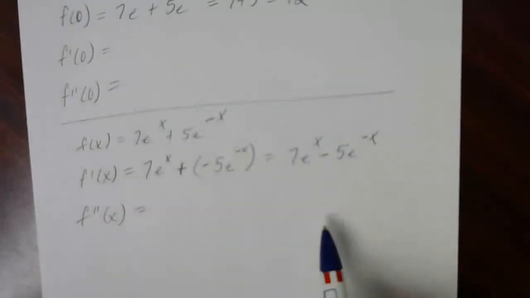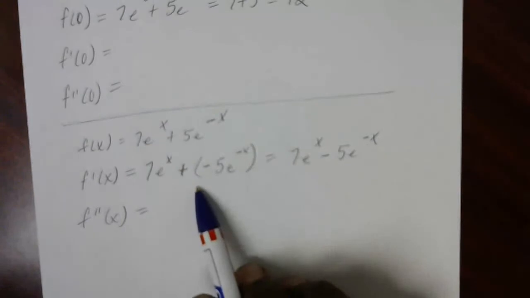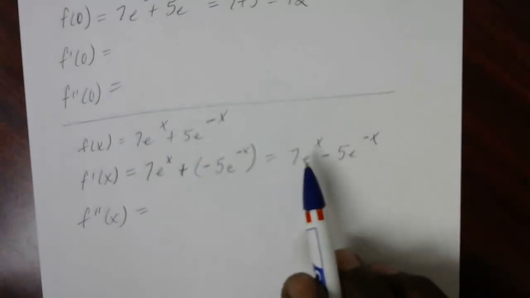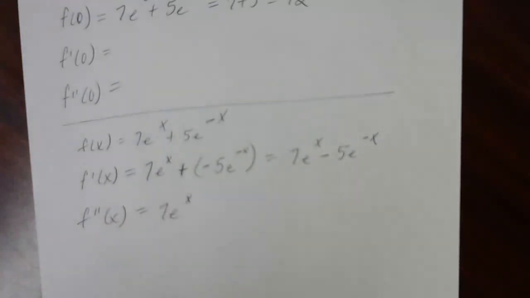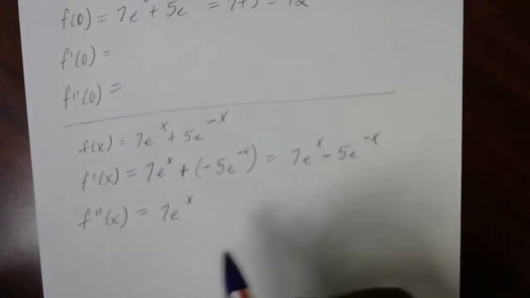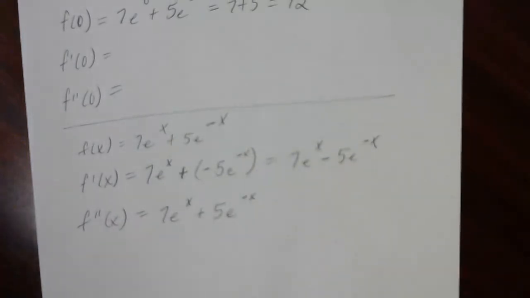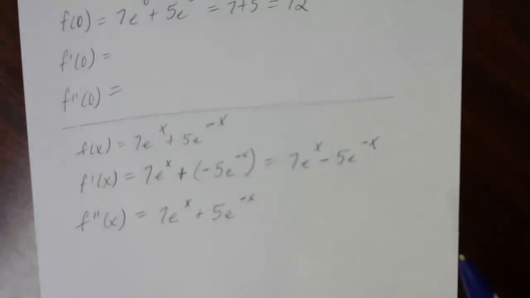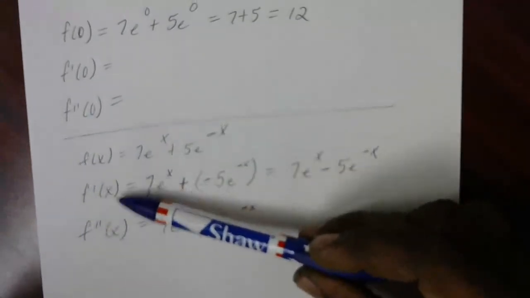And for our second derivative, excuse me. So here again, the derivative for 7e to the x. So keep in mind, I'm pulling the 7 in front of the derivative operator. The derivative of e to the x is e to the x. So the derivative for that term is 7e to the x. And once again, I'm going to have a sign change. So I believe it should be plus 5e to the negative x. All right, so we have our first and second derivative.